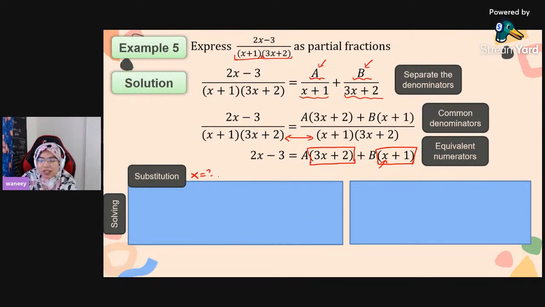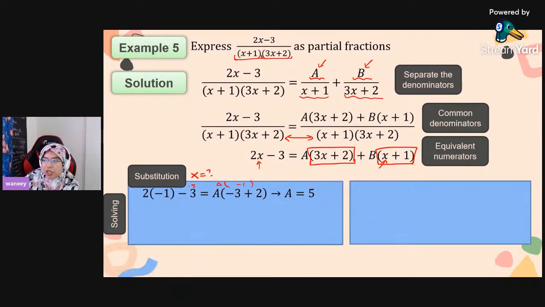So I'll choose something that will give me 0 for the factor. The first one, I'm choosing -1. So I will have 2 times -1 on the left, minus 3, equal to A times (-3 plus 2). So this is -1 times A, and the left is -5. So A times -1 is equal to -5, which means that A is equal to 5.